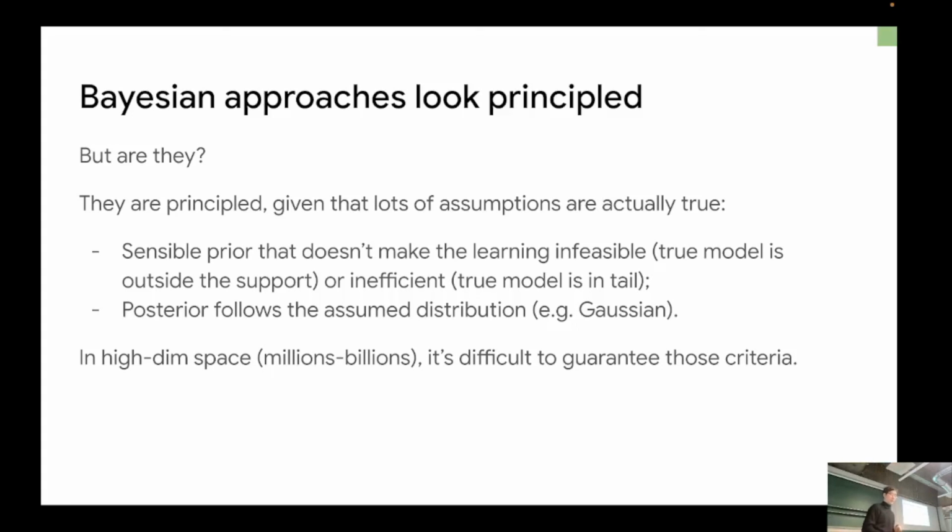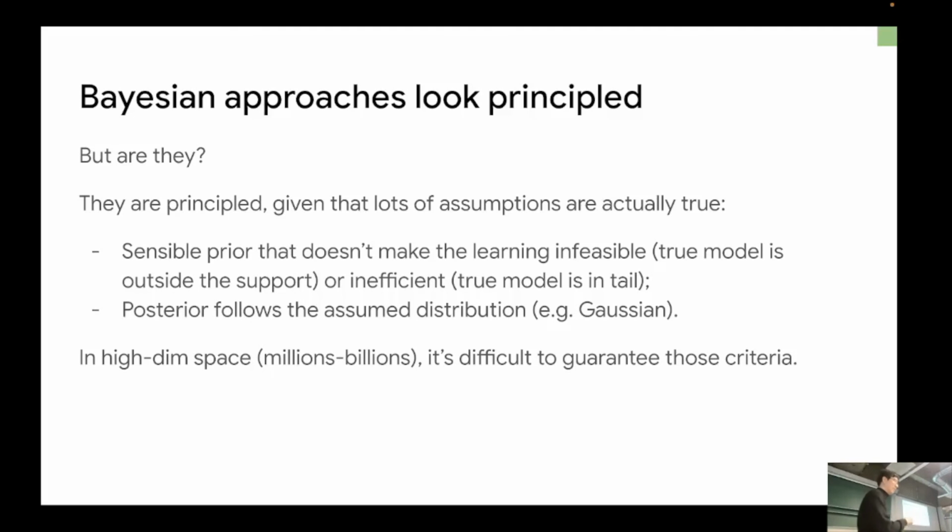So so far we talked about Bayesian approaches. They look principled, right? But eventually they're just reinterpreting what we are already doing, right? They look principled given that all the assumptions they make are true. But the kind of assumptions they make is, first of all, I wish to talk about the second one first. So the posterior family contains the assumed true posterior.